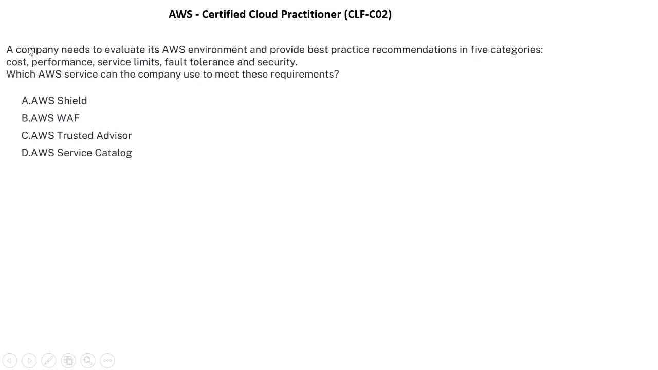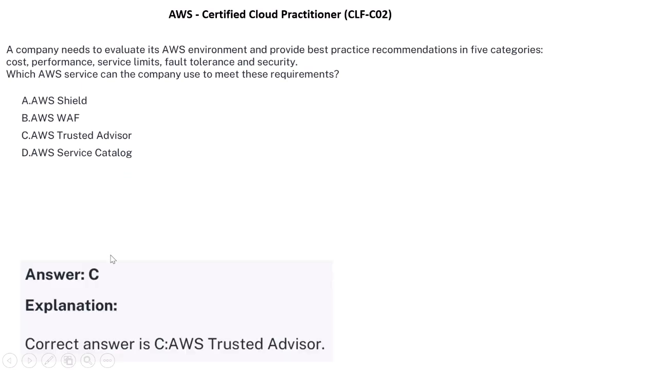Next question. A company needs to evaluate its AWS environment and provide best practice recommendations in 5 categories: cost, performance, service limits, fault tolerance, and security. Which AWS service can the company use to meet these requirements? Option A, AWS Shield. Option B, AWS WAF. Option C, AWS Trusted Advisor. Option D, AWS Service Catalog. The correct answer is option C, AWS Trusted Advisor.